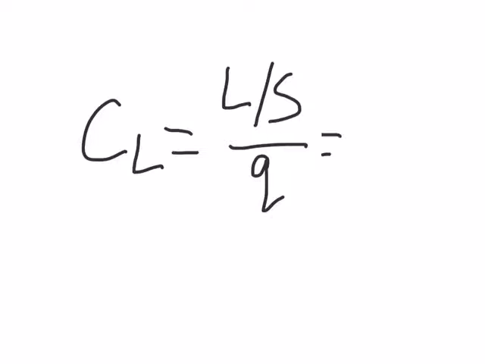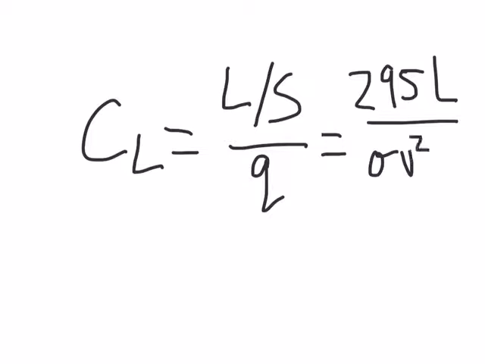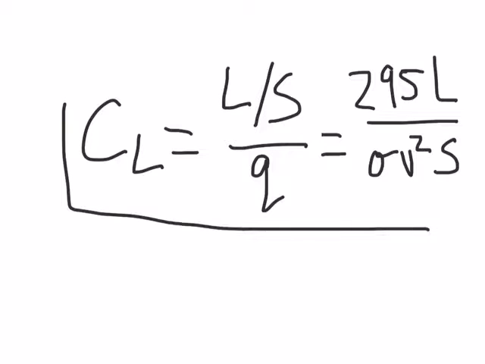If we continue, we can rewrite this equation as lift divided by surface area divided by dynamic pressure, which you can write as 295 times lift. And we know the dynamic pressure equation is density ratio times velocity in knots squared times the surface area. So this is the equation that we're going to use in this book for figuring out coefficient of lift, or lift if you look at the last equation we had before.